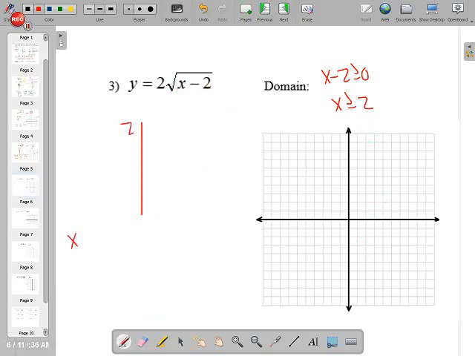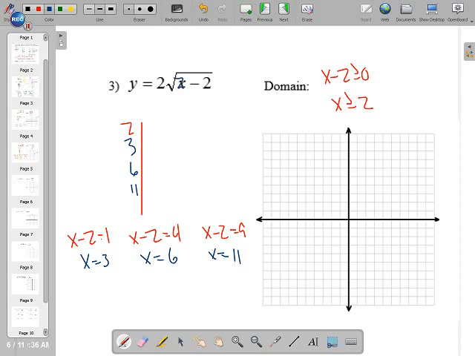Set the radicand equal to other perfect squares: 1, 4, and 9. You should be able to do this in your head for the easier ones. x equals 1 plus 2, x equals 4 plus 2, x equals 9 plus 2. So I'm going to plug in 3, 6, and 11. Why am I picking those numbers?